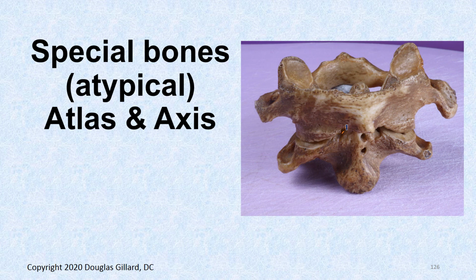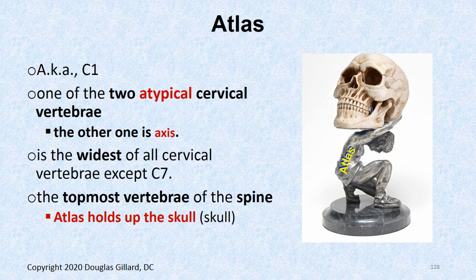Axis is weird because it's got this weird bony peg that sticks up called the odontoid process, which you can see it's hiding behind the anterior arch there. But that's when you rotate your head, you rotate around this peg right here. So pretty cool design. But let's talk about them. Atlas first. So it's one of the two atypical cervical vertebrae. The other one is the axis. So these are obviously weird looking, so they're atypical. It is the widest of all cervical vertebrae except for C7.